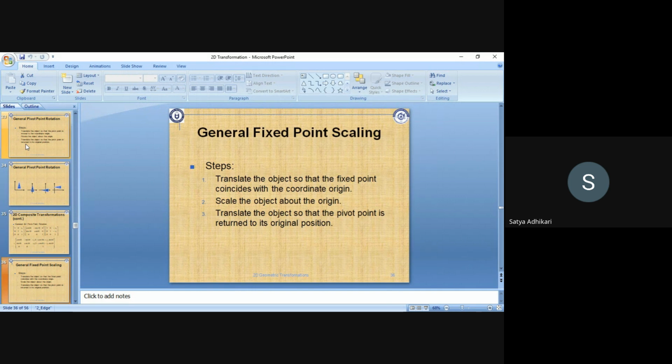So once the scaling is done, this is not our desired output. What we want is to translate the object so that the pivot point is returned to the original position. So again you have to apply the translation technique.